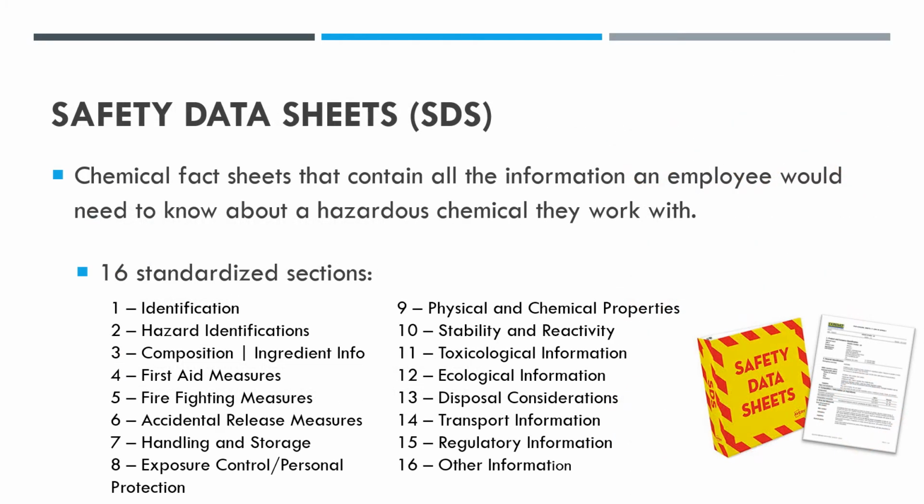Labels give you a snapshot of the risks associated with a chemical. The Safety Data Sheet, or SDS, gives you the most complete and detailed information. SDSs have 16 standardized sections that will tell you everything you need to know about the chemical, including how to work with it safely. SDSs must be accessible at all times for review.